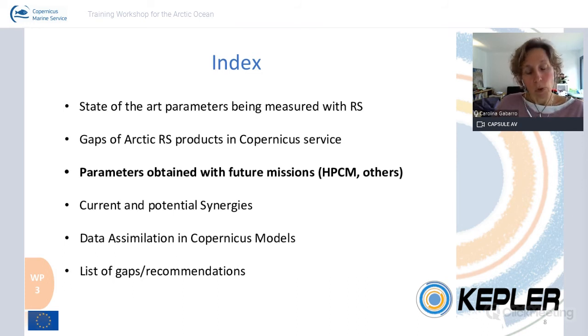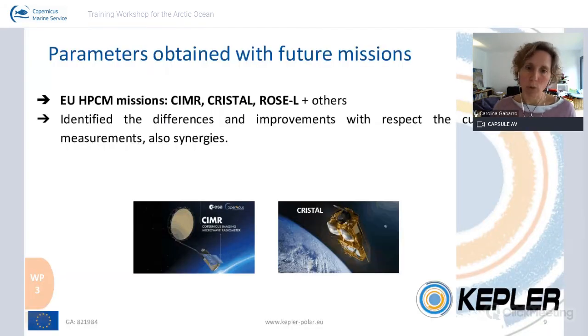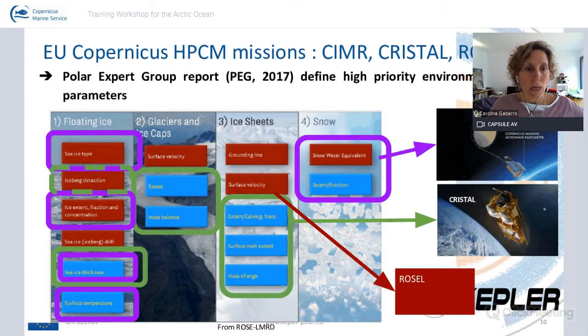Then we wanted to see which parameters and with which quality we will have with the future missions. Of course, we couldn't review all the possible future missions, so we focused especially on the high priority Copernicus missions, the 3 polar ones, CRISTAL, CIMR, and ROSE-L, and we also added some information on other missions that we are aware of. We identified the different improvements with respect to what we have, and also possible synergies between them.